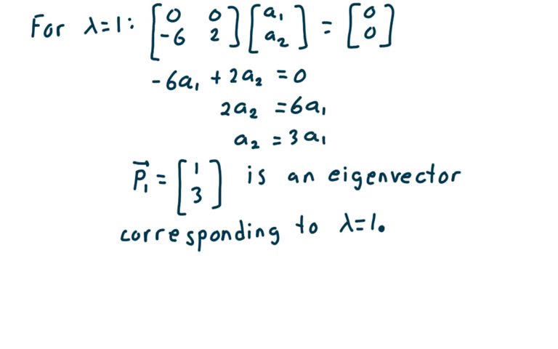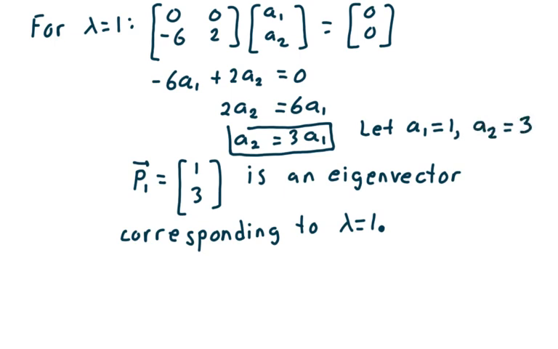And so if you notice, negative 6A1 plus 2A2 equals 0. Solving for A2, I get A2 equals 3A1. So I'm going to let A sub 1 equal 1. And if I solve for A2, I get A2 equals 3. And so P1, which is the column vector 1, 3, is an eigenvector that corresponds to lambda equal 1.